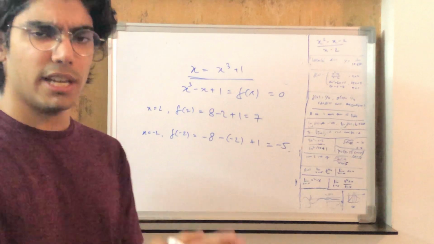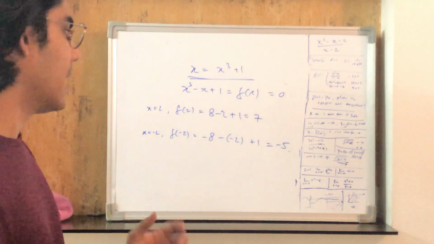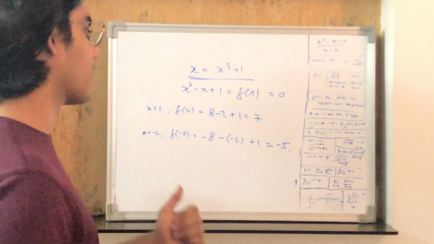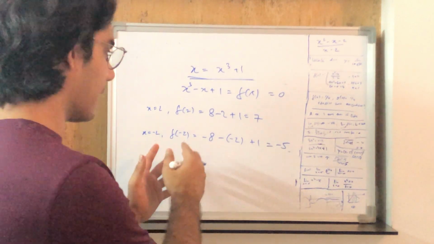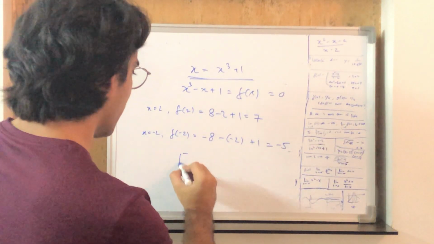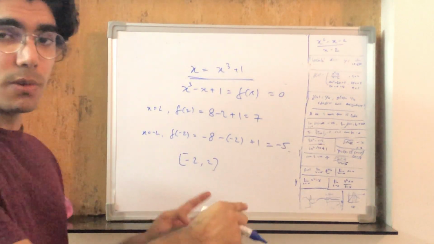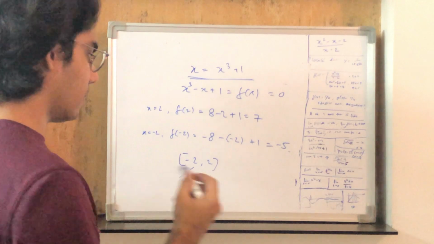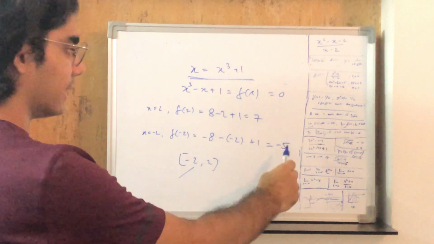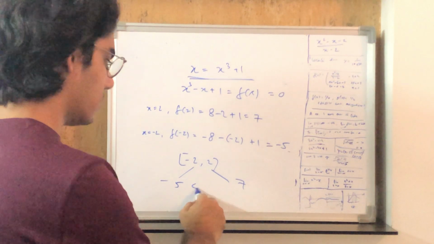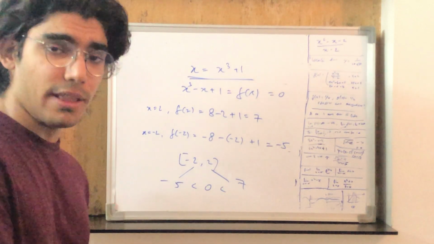And I can use the intermediate value theorem here to say that if this function is continuous everywhere, then it's also continuous between negative 2 and 2, right? This interval here, negative 2 to 2, it's continuous in this interval. And I know that f of negative 2 is negative 5, and this is 7. And 0 lies between these two values.